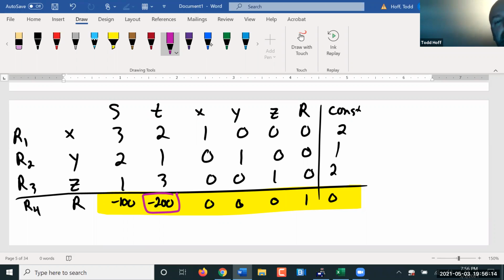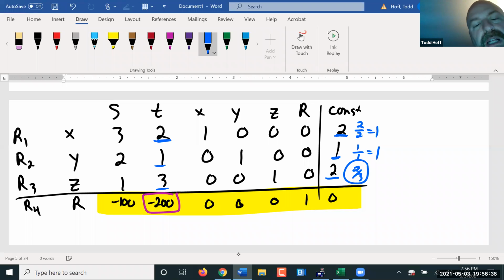I then look at my test ratios for the rows in that column. So I take my constant, in this case 2, divided by the value in my pivot column. 2 divided by 2 is 1. For row 2, it's 1 divided by 1. Well, that's also a test ratio of 1. For row 3, it's 2 divided by 3. That's 2/3. That is my smallest test ratio. So 3 is going to be my pivot. I'm going to pivot around that number 3. Now I am already pivoting down.